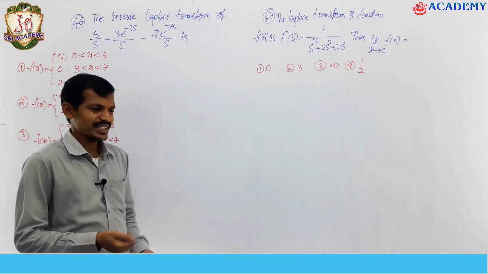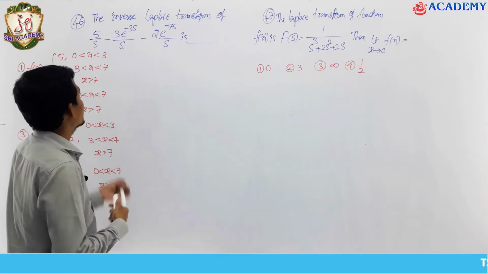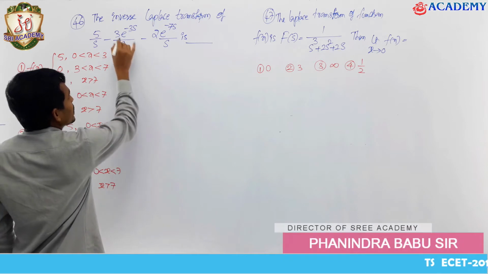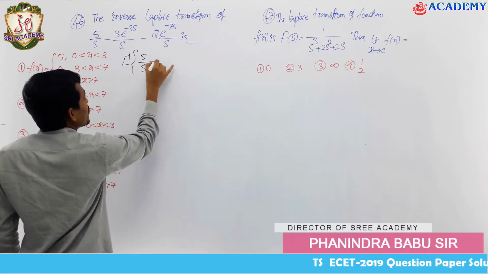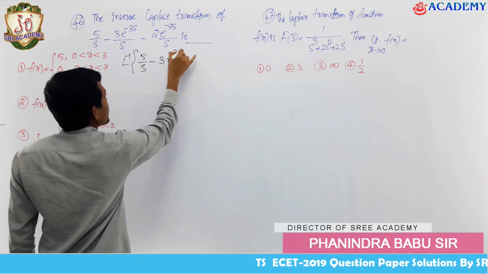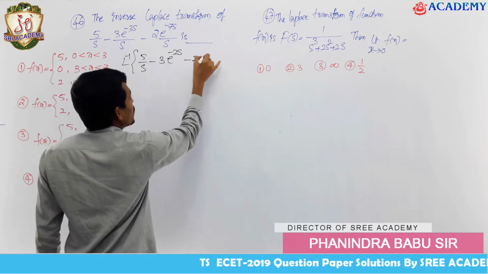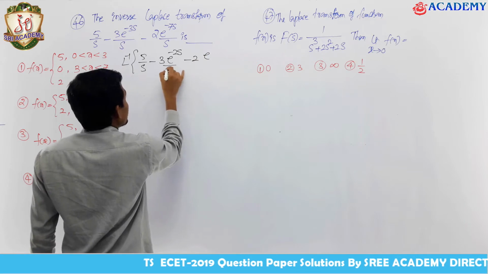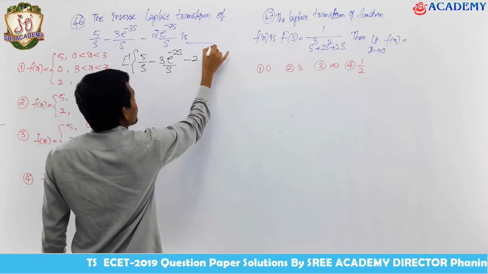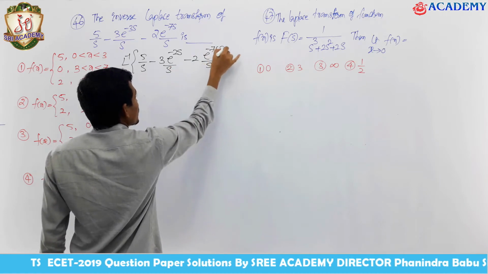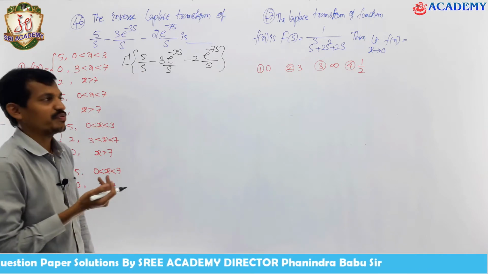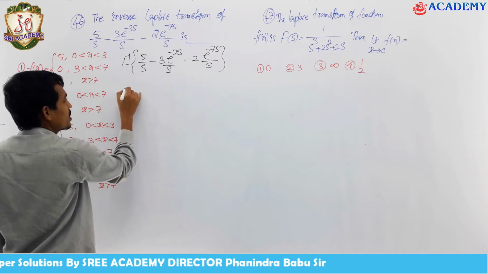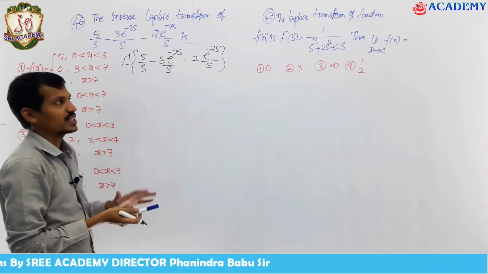Let's see this problem. It's a basic problem. Given this, I am applying the inverse Laplace transform to 5 by s minus 3 into e power minus 2s minus 2 into e power minus 7s, divided by s. The Laplace transform of the unit step function is 1 by s.